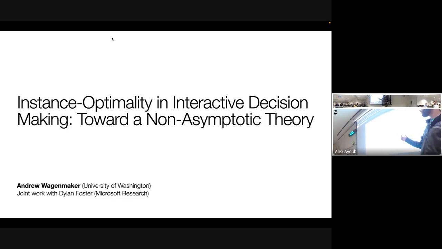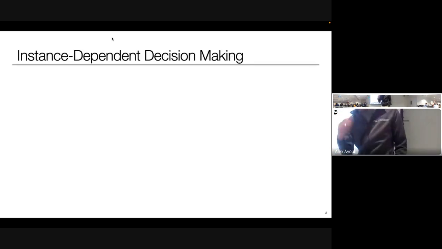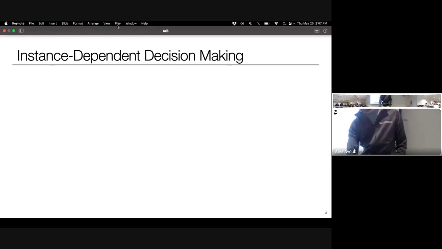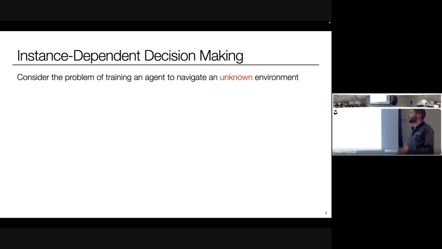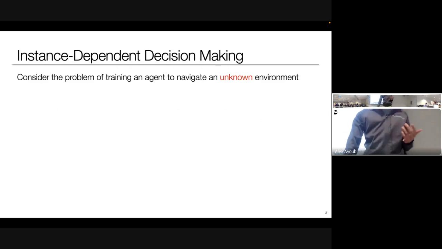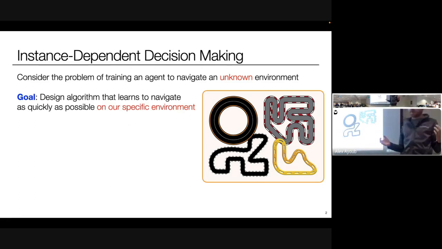So as Thomas said, this is joint work with Dylan Foster, who's at MSR. Okay, cool. So we're going to be looking at basically instance-dependent decision making, and I want to start out with some motivation for why we would want to think about it. Say we have some problem, and our goal is to train an agent to navigate in some unknown environment. To make this concrete, let's say we want to train it to drive around some road. Our goal here as algorithm designers is to come up with an algorithm that allows this agent to learn to navigate an environment as quickly as possible.